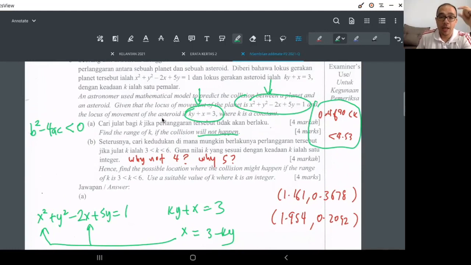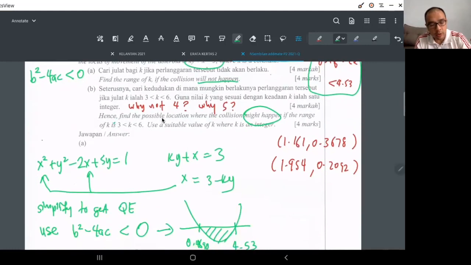Okay, then here comes the weird question now. Find the possible location where the collision might happen if the range of k is 3 is less than k is less than 6. So now they say that the collision might happen, but on condition that k is between 3 and 6. Now, when you look at this, this only means that there are only 2 possible values of k. Okay, either k equals to 4 or k equals to 5.